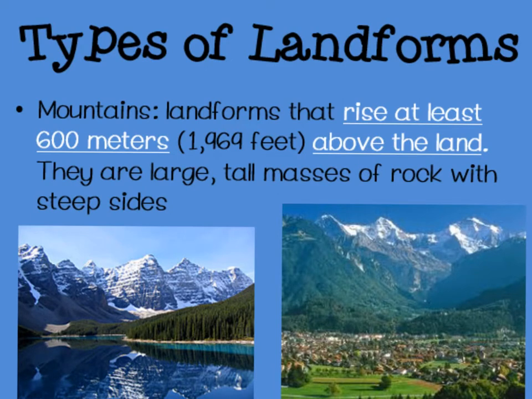There are many types of landforms on the surface of the Earth. Mountains are landforms that rise at least 600 meters above the land. They are large, tall masses of rock with steep sides.